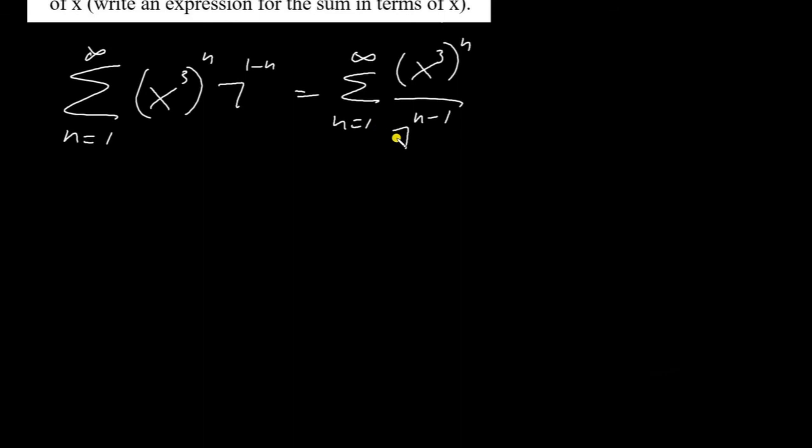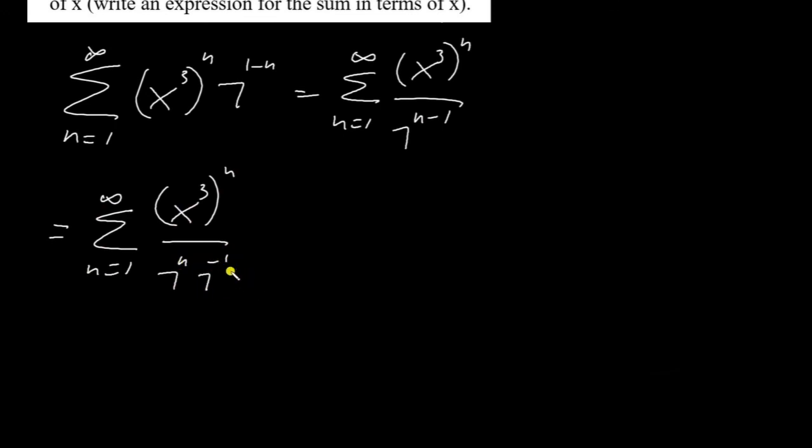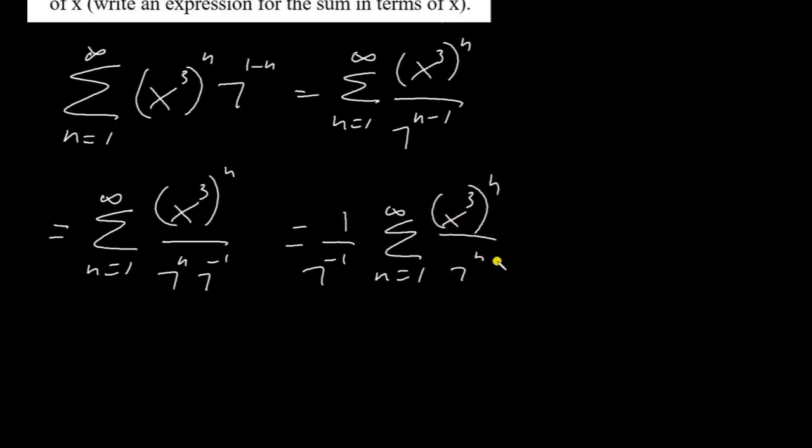Okay, so this series, we can split this up using our properties of exponents. I can split this up into 7 to the n, and then 7 to the -1. And the 7 to the -1 is a constant that I can just pull out. So 1 over 7 to the -1 times the sum from n equals 1 to infinity of x cubed to the n over 7 to the n. And 1 over 7 to the -1 is just equal to 7 by the same property that we discussed up here.